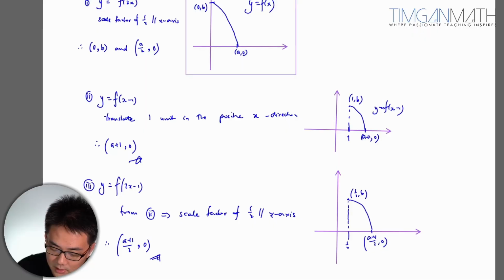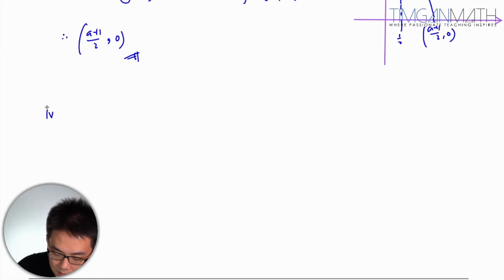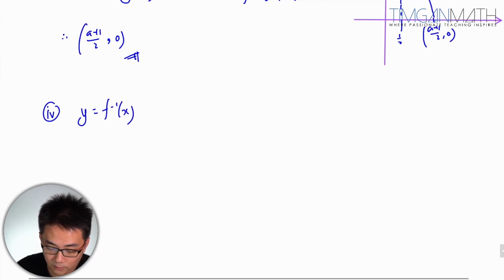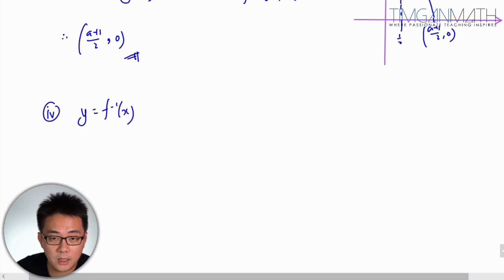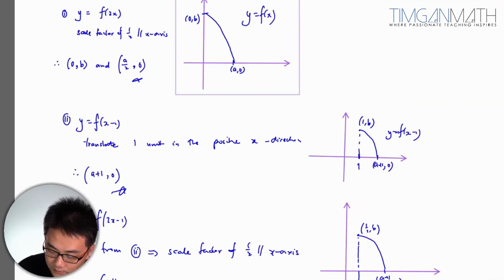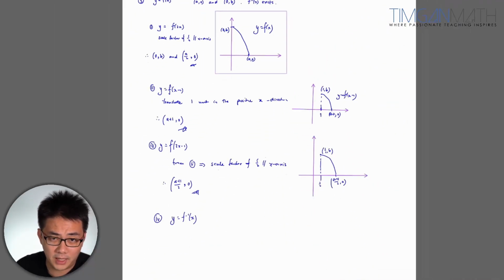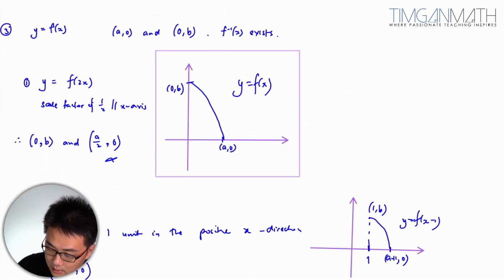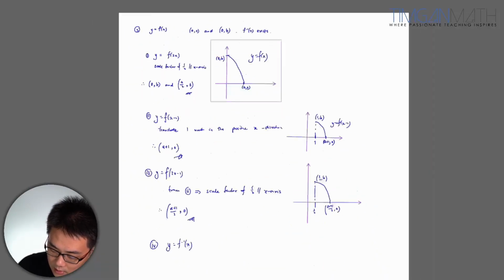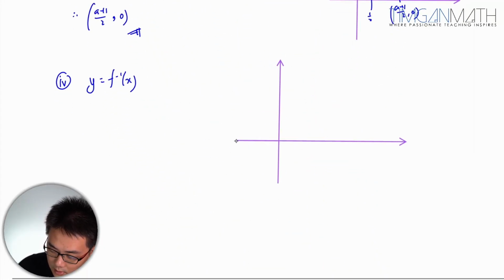Part 4 is the inverse graph. Interestingly, just note that when you inverse your expression here, what happens is the x coordinate becomes y and y becomes x. So in other words, the inverse graph will look something like that. Let me just draw it out so that you will understand. Say this is (b, 0) and this is (a, 0). When you inverse, it looks like that.